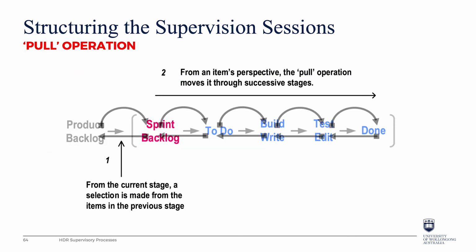So this whole notion of a pull system is something that we find in the discipline of operations. We find it in areas like supply chain and operations management. The idea comes from a manufacturing context where each item is pulled in succession. From a current stage, a selection is made from the items in the previous section, and from an item's perspective, the pull operation moves it through successive stages. So we try and diagram it this way.